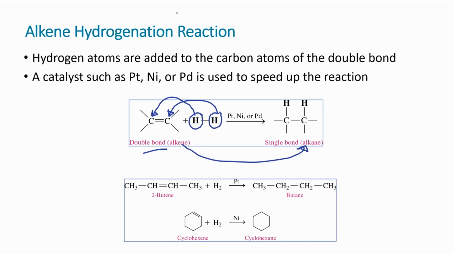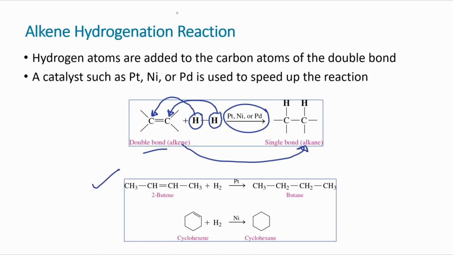This is a very simple reaction, and these reactions are catalyzed by three types of different catalysts: platinum, nickel, or palladium. The reason we are using catalysts is to speed up the reaction. So that is the hydrogenation reaction mechanism. Now, we can see an example here.